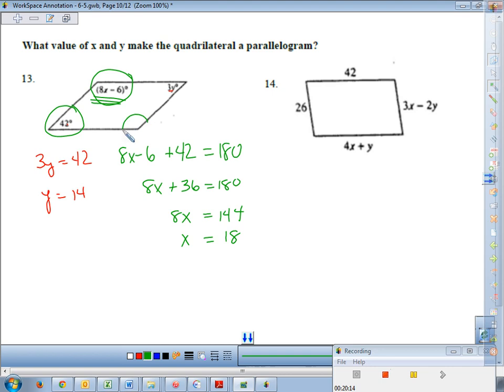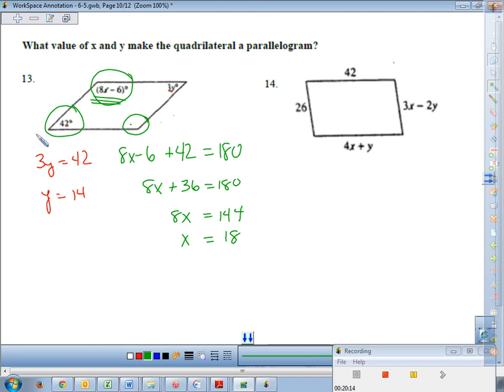And people are like, well, what about this one right here? Well, because if this is 42 and this is 138 and this is 42 and all four angles add up to 360, this one has to be 138, which would make your opposite angles congruent to each other. Next. What did they give us?